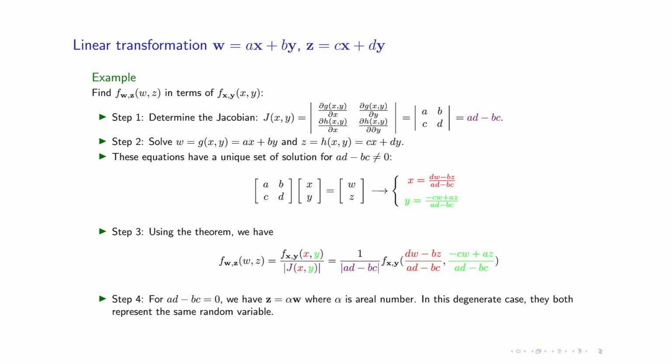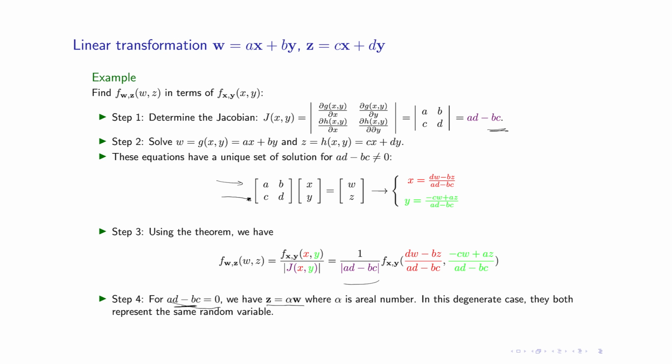So if the determinant is zero, two things will happen. First of all, the Jacobian will become zero, so I cannot divide something by zero. The second trouble is that the solution x is going to be something divided by zero, and y something divided by zero, so there's no unique solution. In this case, if this determinant is zero, it means that the second row is proportional to the first row. So obviously in this case it means that z and w are proportional to each other.